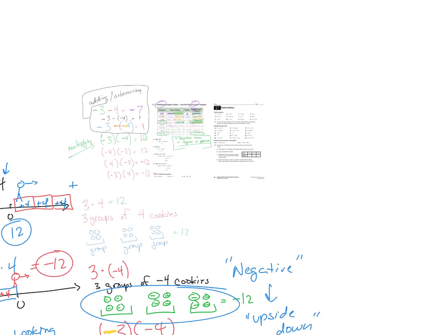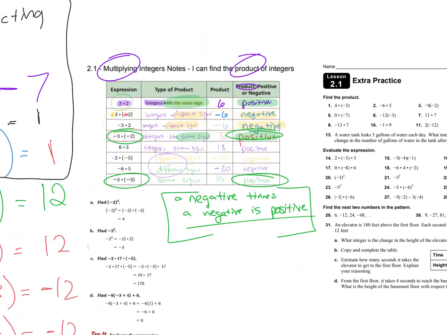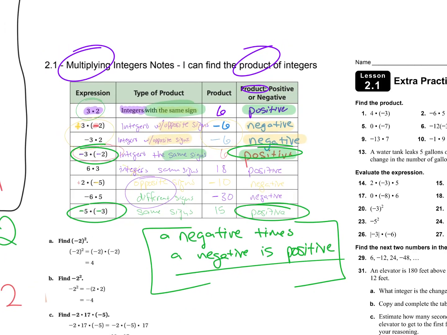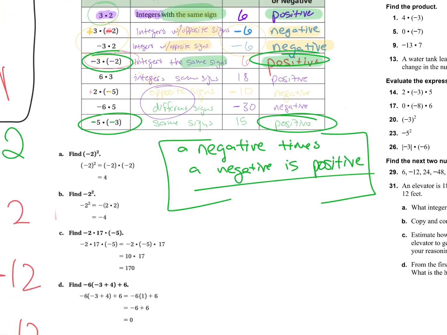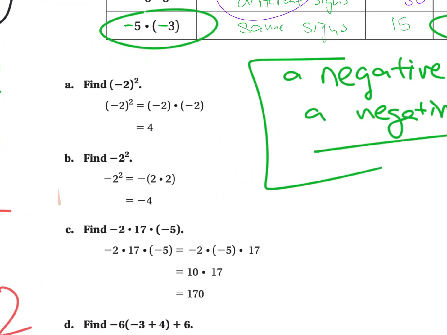So again, if you're lost with all this, try and wipe that from your memory. Check out here, where we have the same signs is going to be positive, opposite signs is going to be negative. A negative times a negative is positive. Okay, let's wrap it up by talking about these.